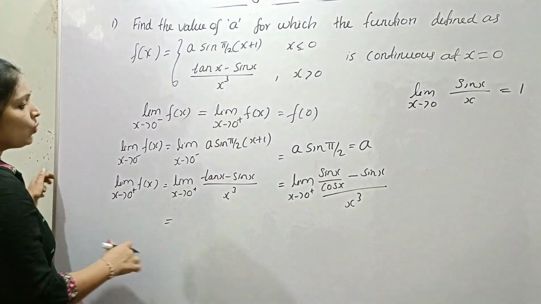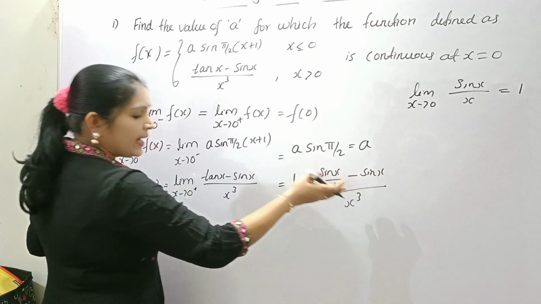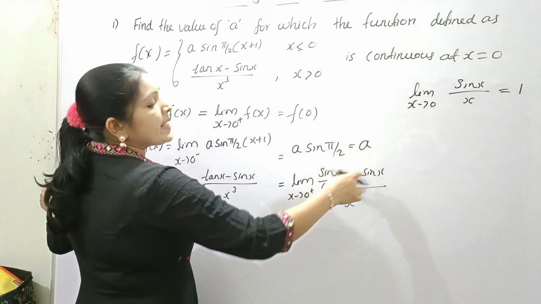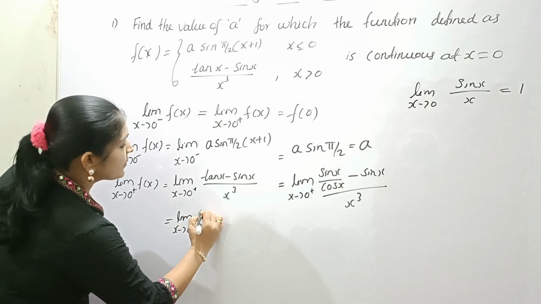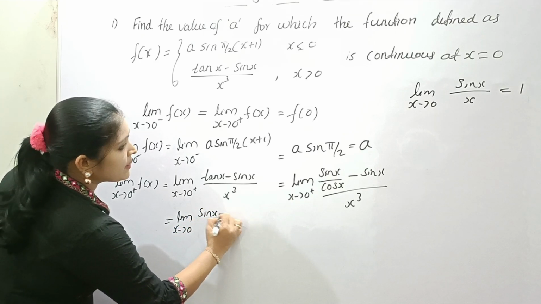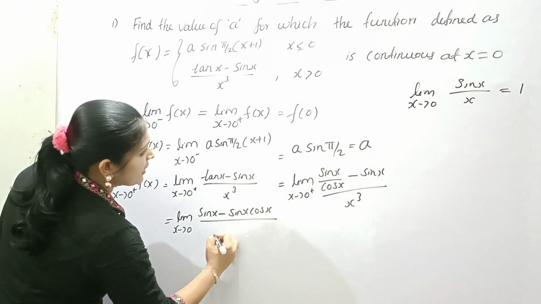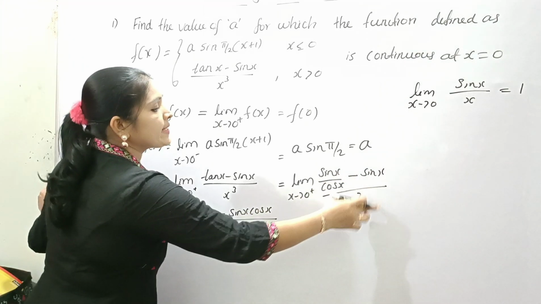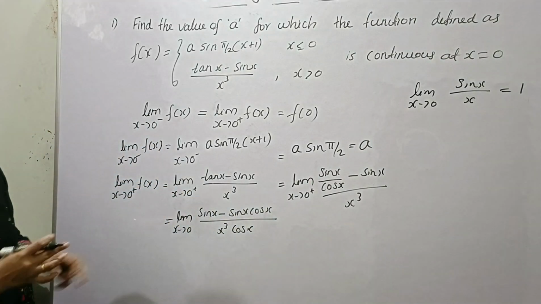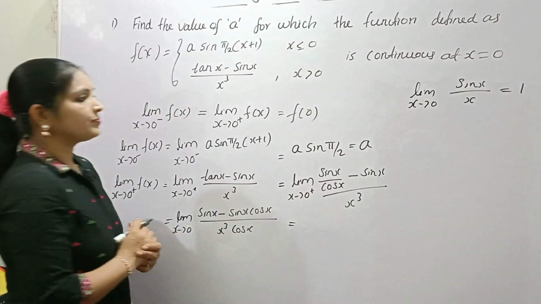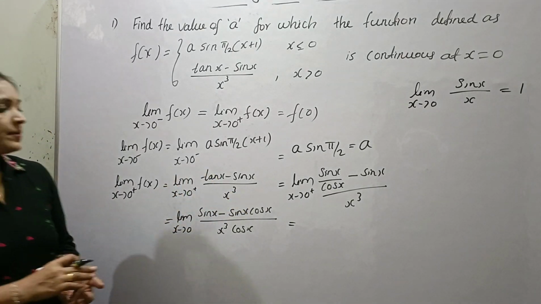Now see here, sin x is common in both terms. First of all let's take the LCM. Limit x tends to 0, sin x minus sin x cos x divided by x cube into cos x, where cos x will be in the denominator. Then take sin x outside.